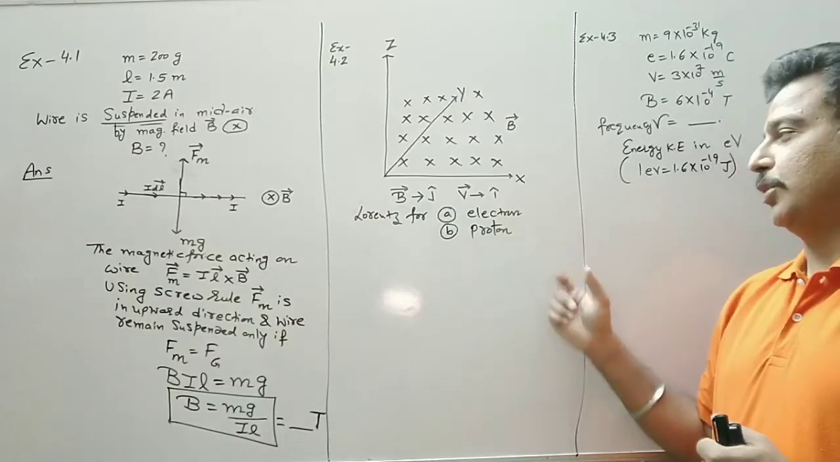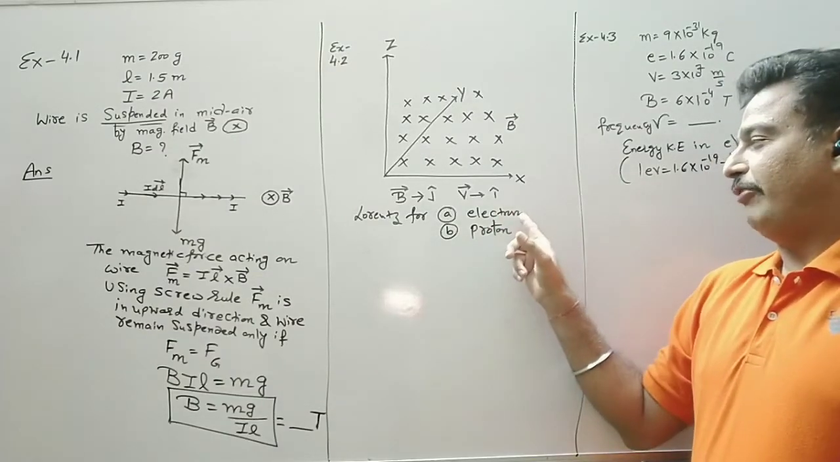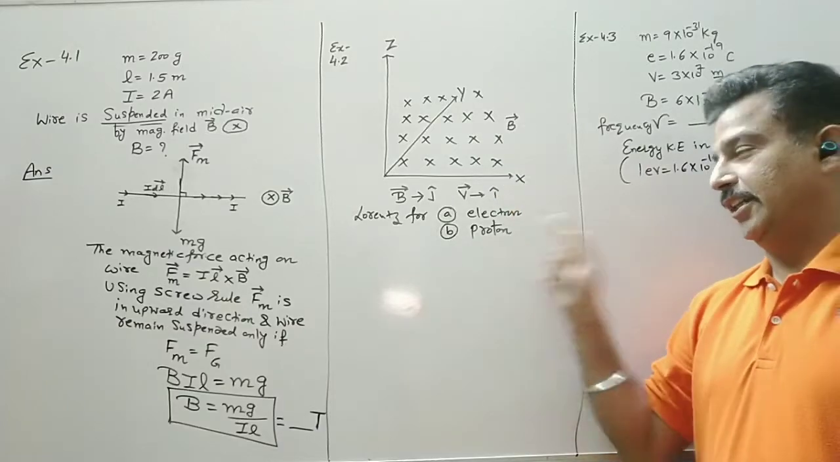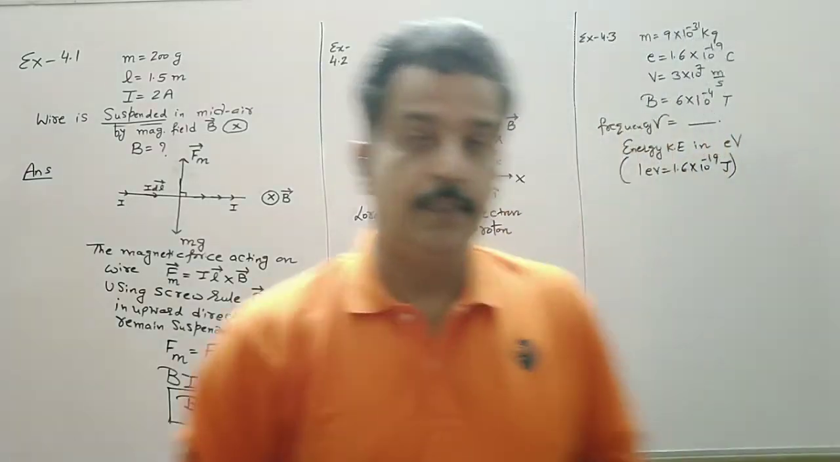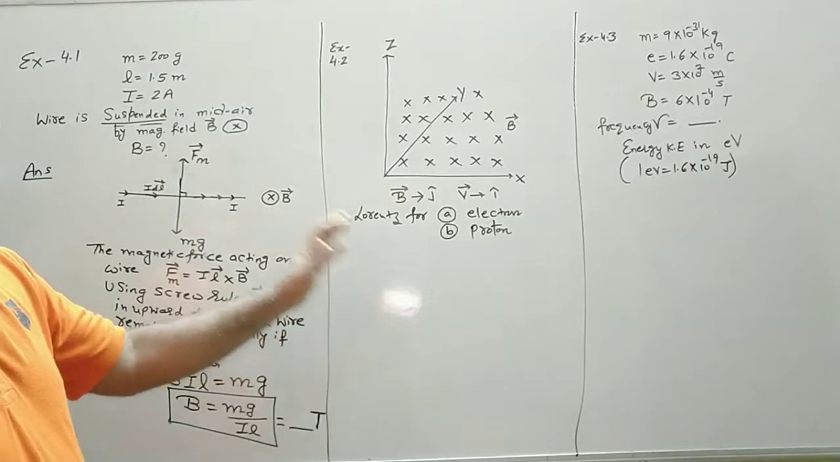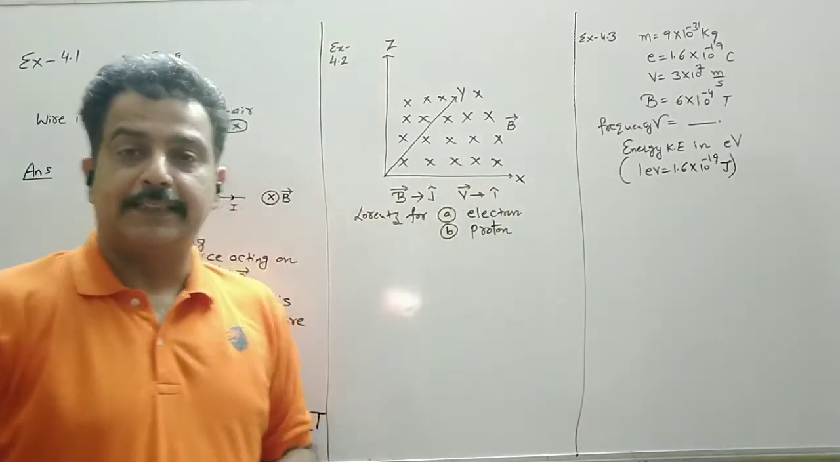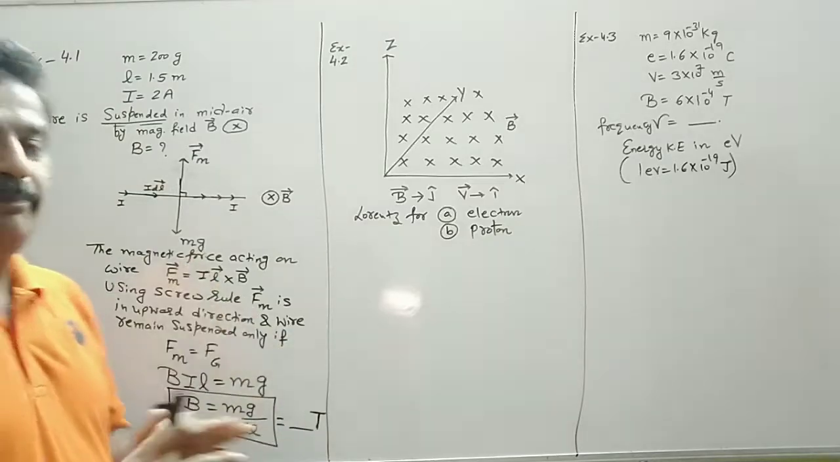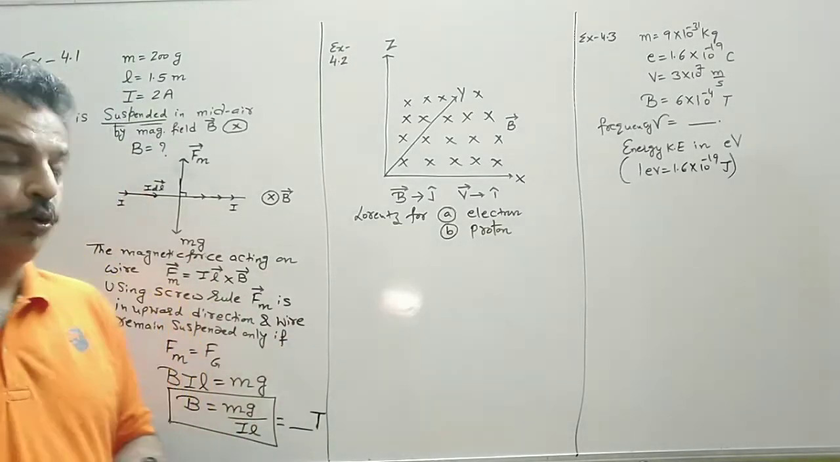Now we have two options. In the first part, an electron is entering this magnetic field, and in another case a proton is entering. Both charged particles are moving along the x-axis, so I denote it by i cap. We have to simply find out the Lorentz force.